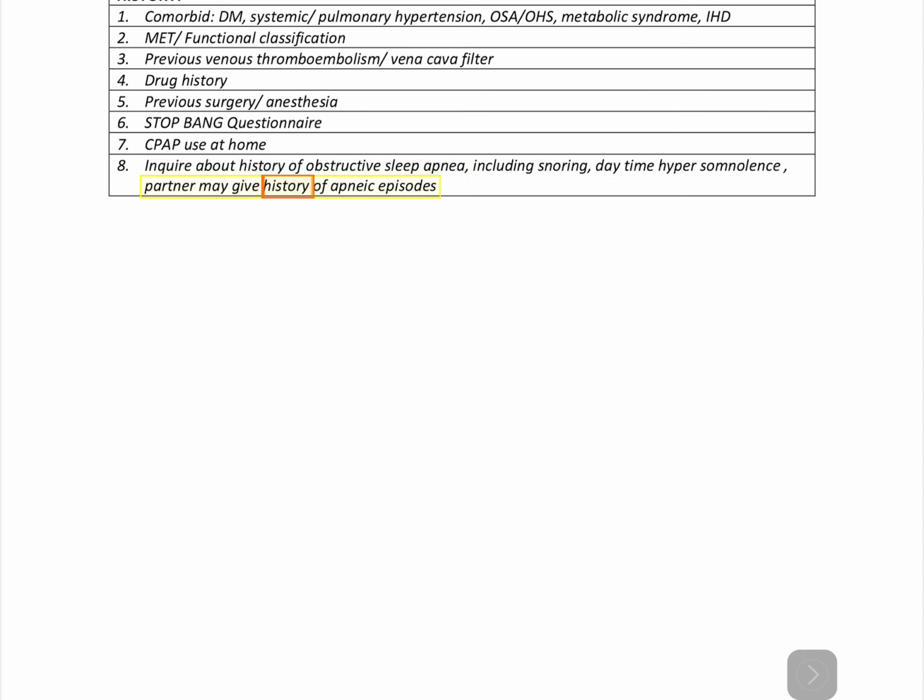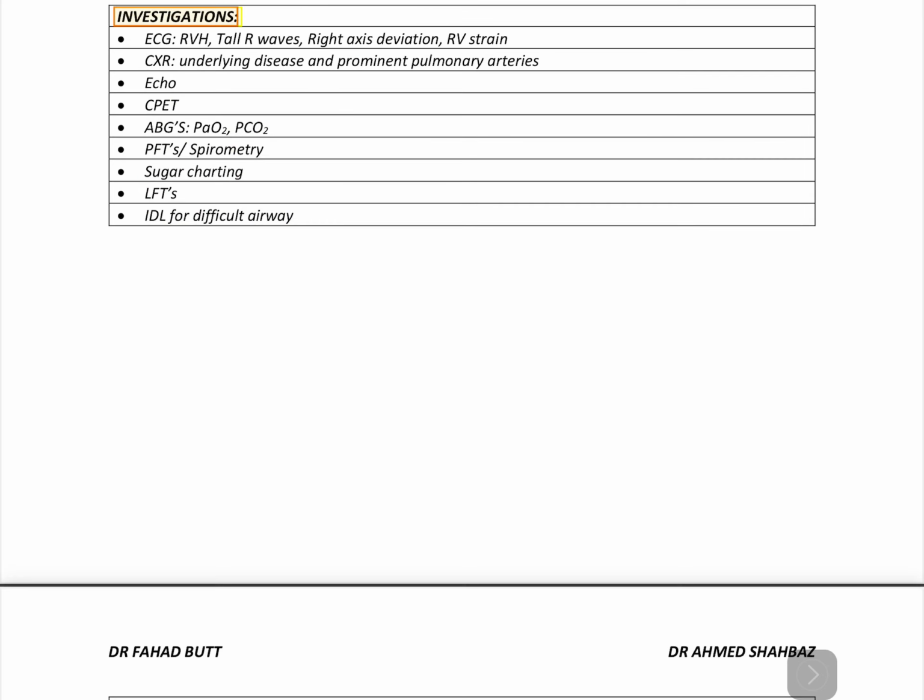Partner may give history of apneic episodes. Investigations: ECG, RVH, tall R waves, right axis deviation, RV strain. CXR: underlying disease and prominent pulmonary arteries. Echo, CPET, ABGs, PO2, PCO2, PFTs, spirometry, sugar charting, LFTs, IDL for difficult airway.